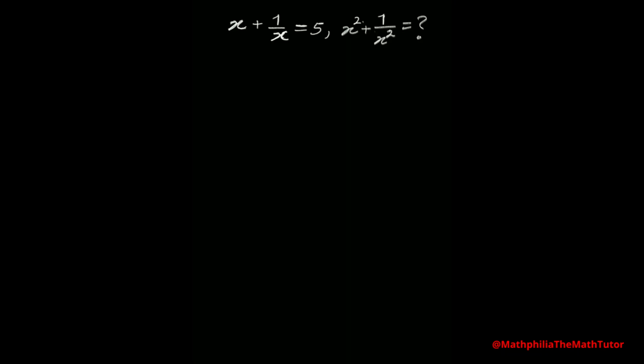The problem reads as follows: x plus 1 over x is equal to 5. Then we are asked to find x squared plus 1 over x squared. Well, when you see this at first glance, it seems complicated, something that is difficult. But in real sense, this question is simple.